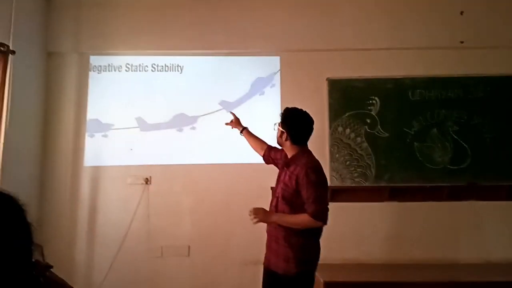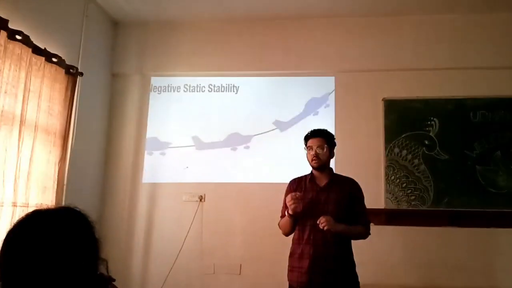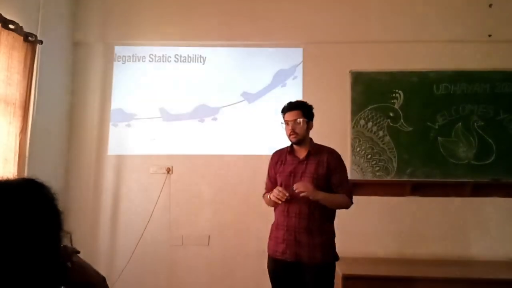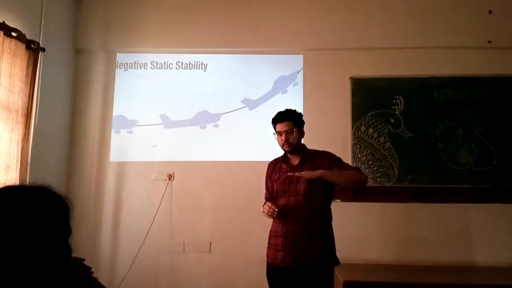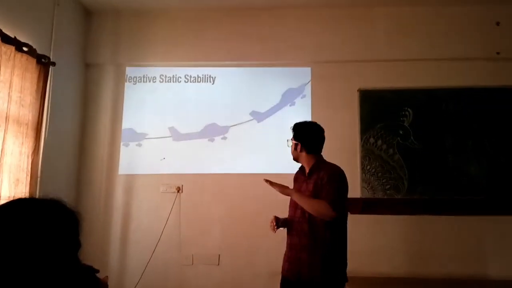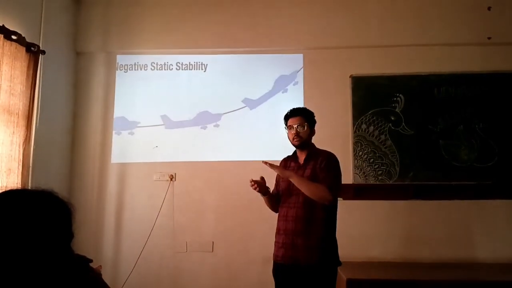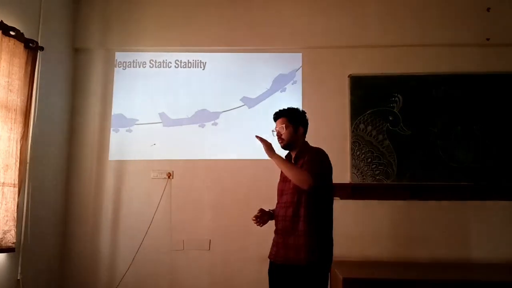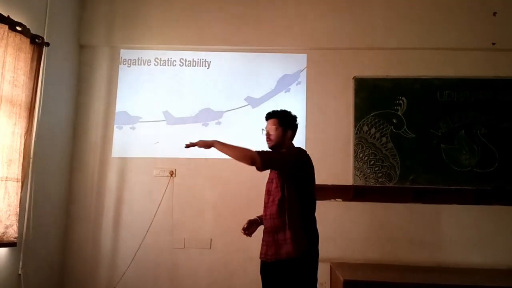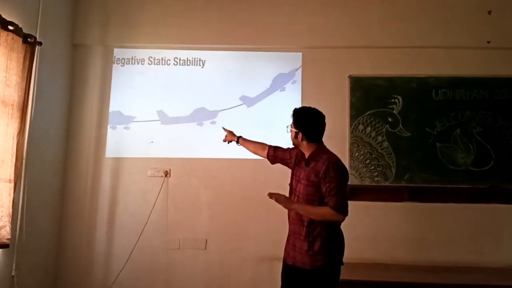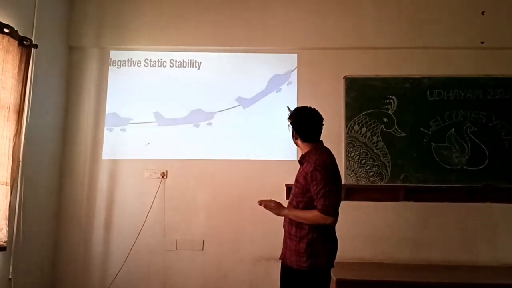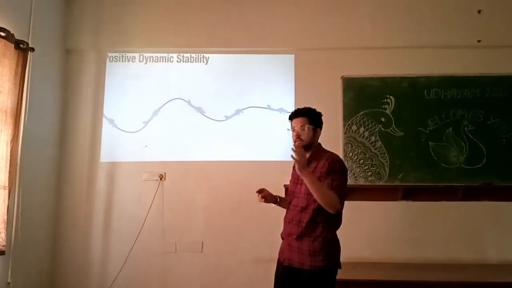Now we can see stability. There are three types of stability in the aircraft. Negative stability: earlier the aircraft was moving normally, but due to some bursts, disturbances, friction and other unwanted forces, it got disturbed. So this will be negative, because earlier it was fine, it was normal. Now it's disturbed. Next please.